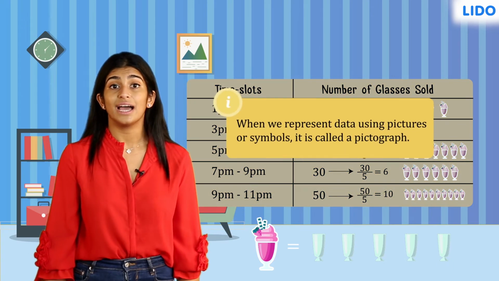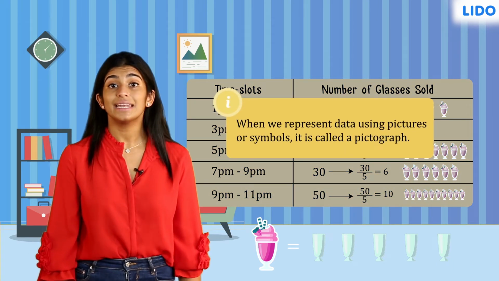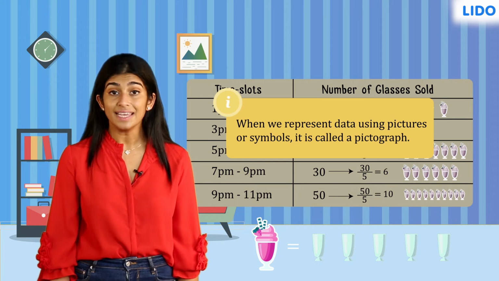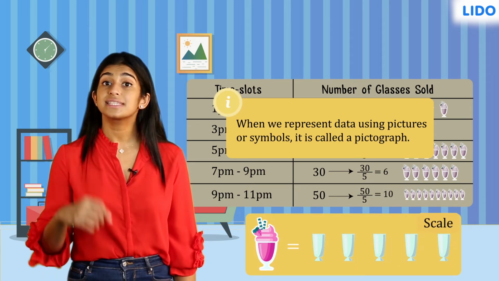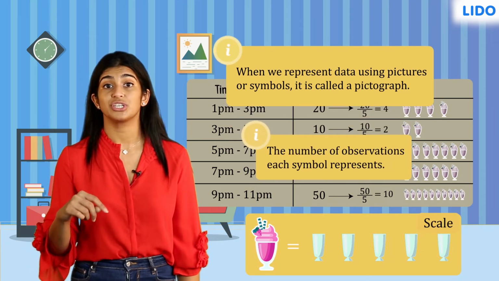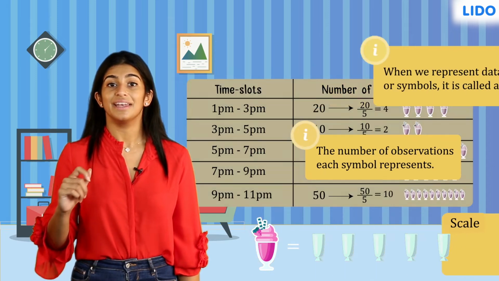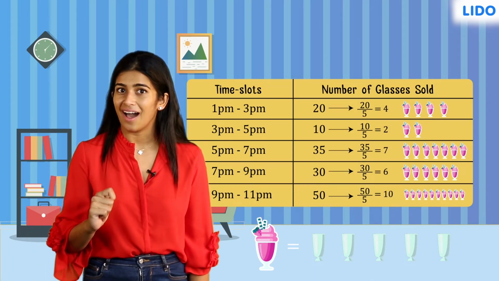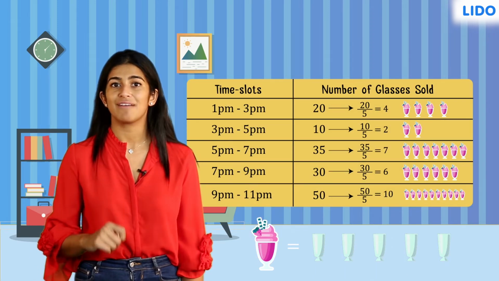When we represent data using pictures or symbols, it is called a pictograph, and this is called the scale. The scale tells us the number of observations each symbol represents. Now, let's see if we can answer questions using this pictograph.